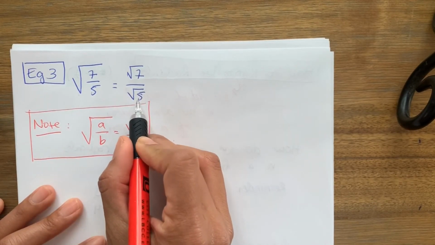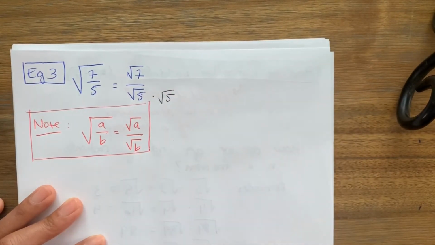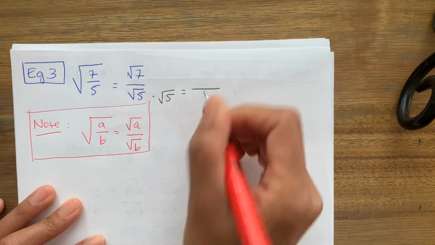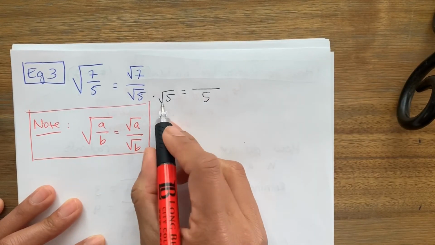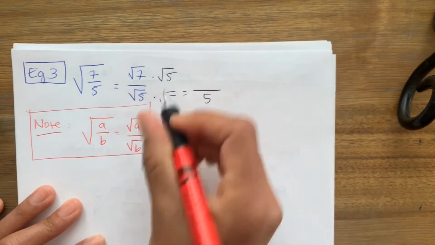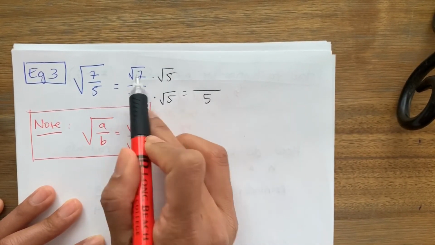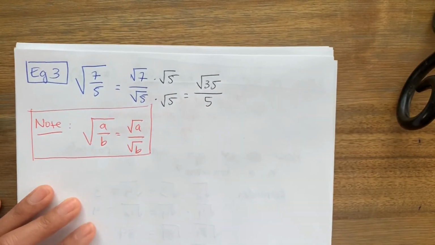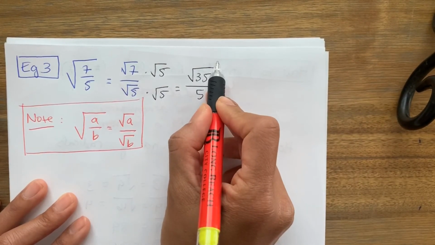So to get rid of the square root of 5, I'm going to multiply it by itself. And again, when I multiply it by itself, root 5 times root 5 just gives me 5. Similarly, whatever you do on bottom, you do on top. So on top here, square root of 7 times square root of 5, well, because they're both underneath a radical, I can multiply these together, and I get square root of 35. Right? And can I simplify square root of 35?